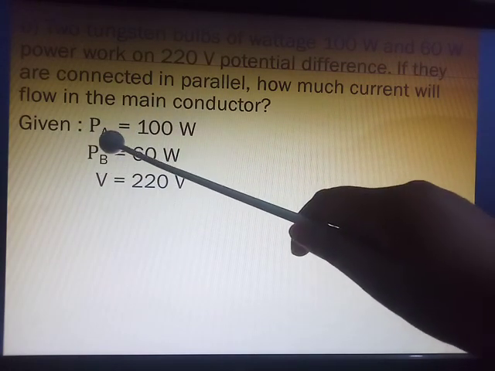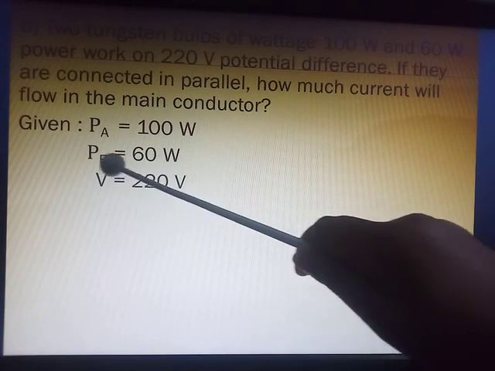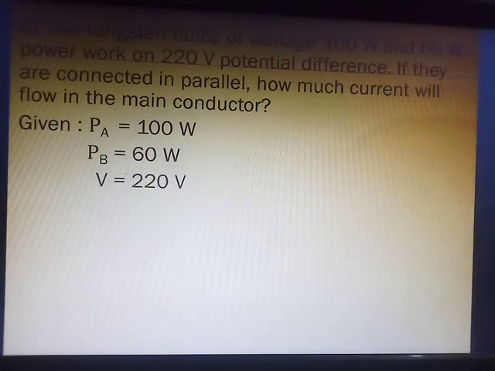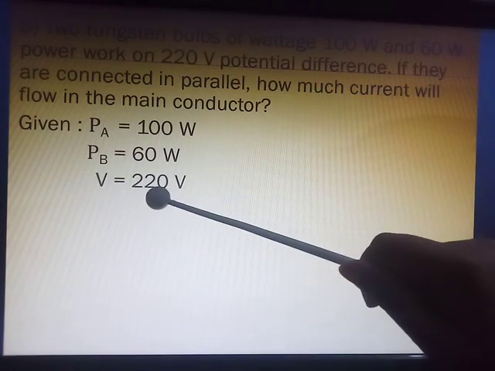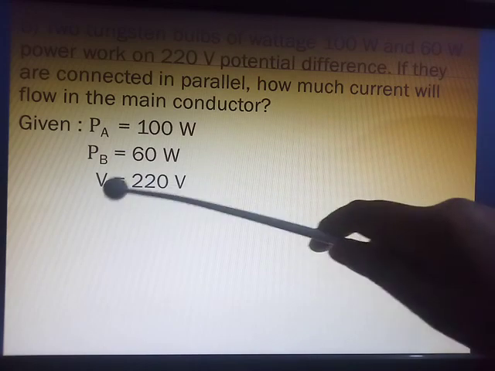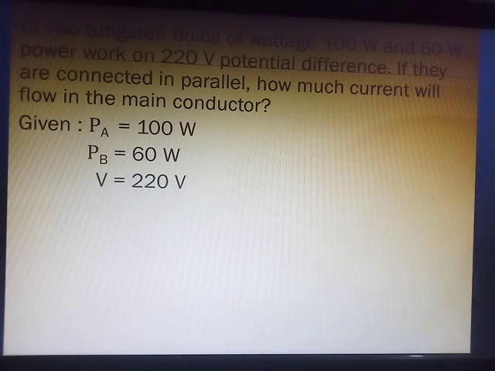So power of bulb A is 100 watts. Power of bulb B is 60 watts. Second thing given is potential difference. So some students will write PD is equal to 220 volts or V is equal to 220 volts. Both concepts are same. To find how much current, so you have to find the value of I.